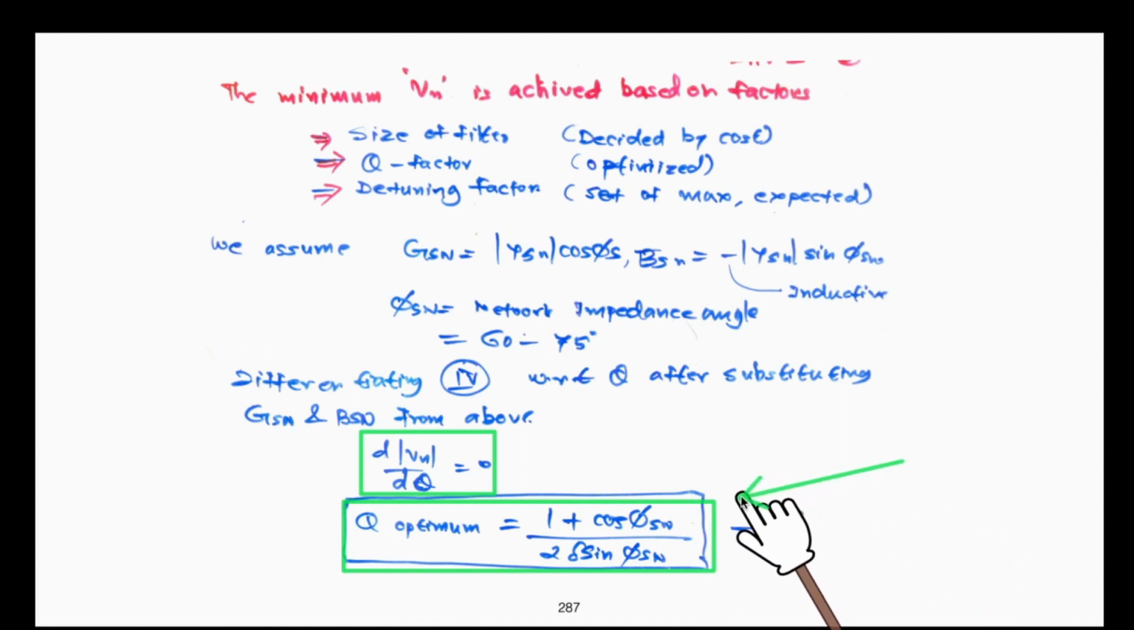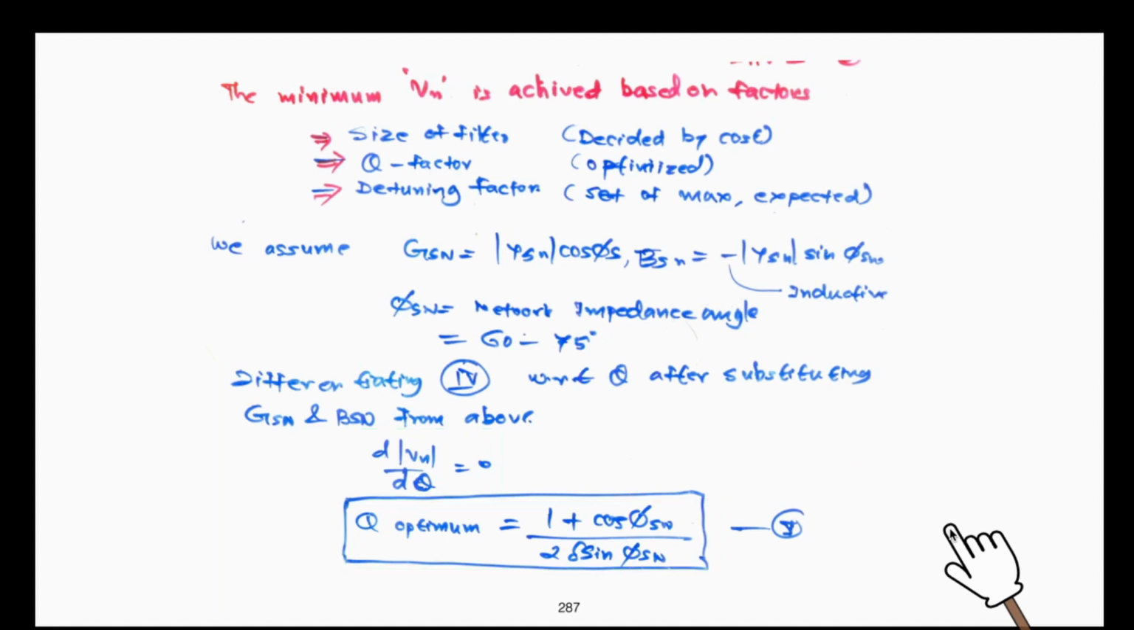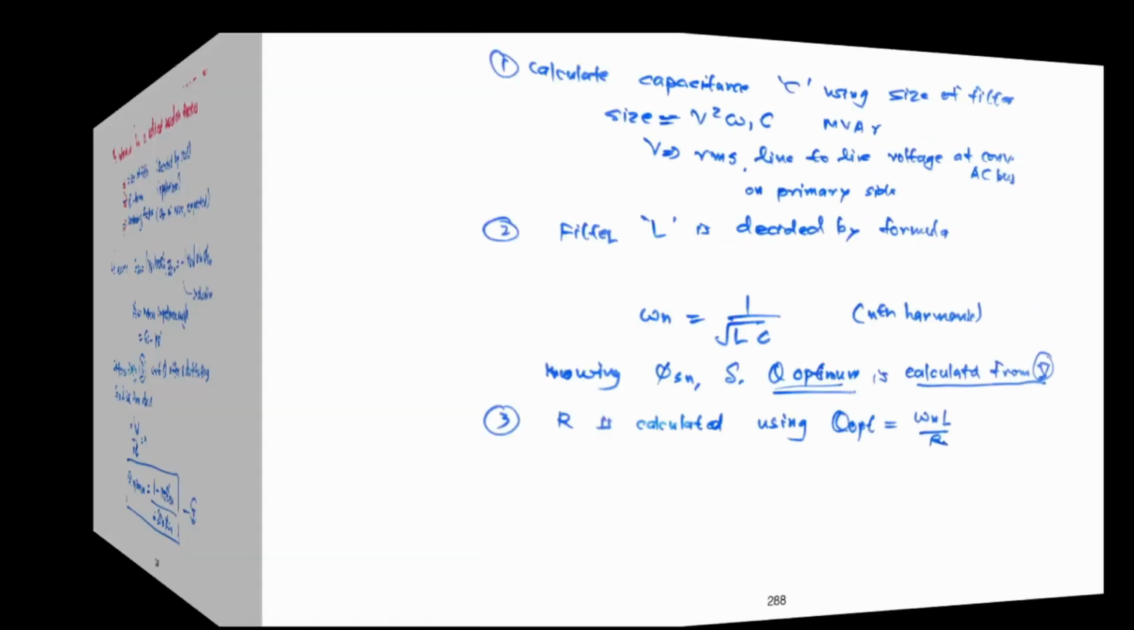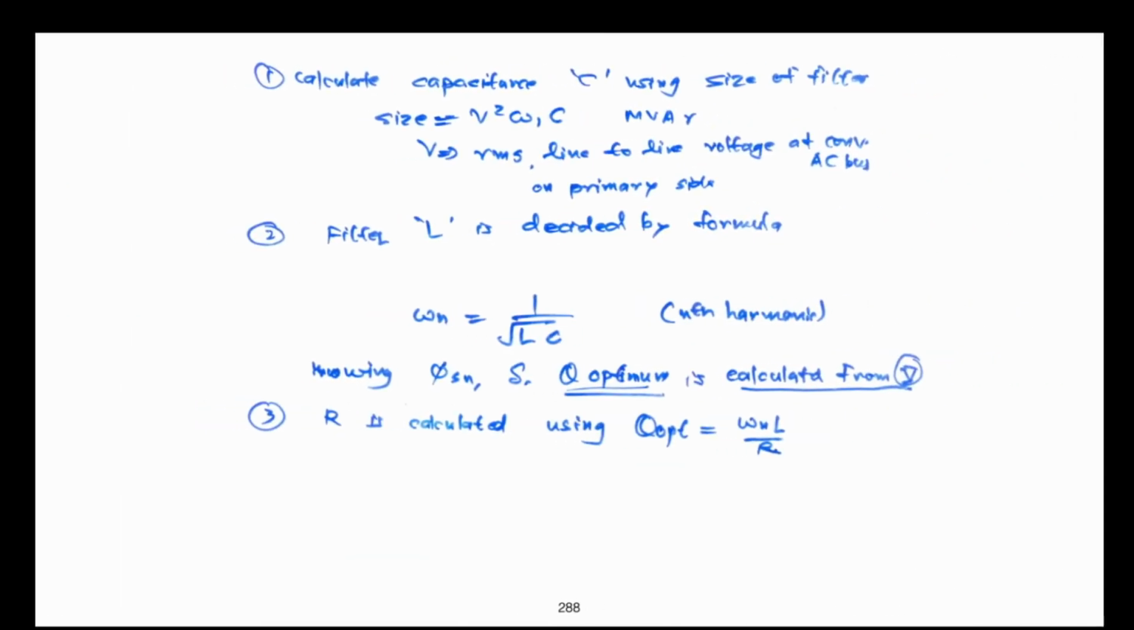We have to remember it's a very, very important equation that is used for design of a single tuned filter. The optimum value of Q factor that will bring about critical tuning for one particular frequency is 1 plus cos phi Sn upon twice delta sin phi Sn, where phi Sn is the network impedance angle. Now let us check the design procedure for single tuned filter.